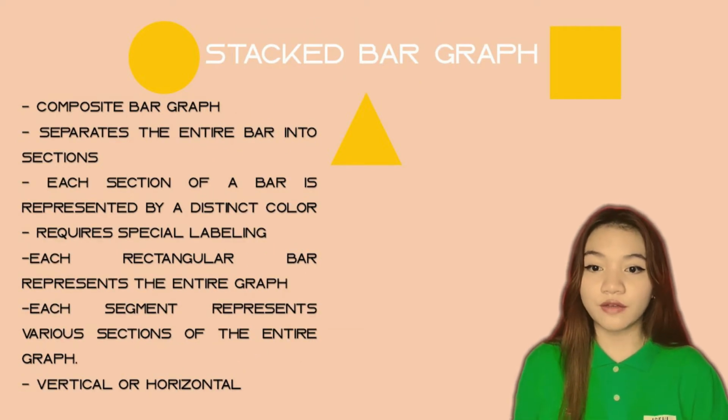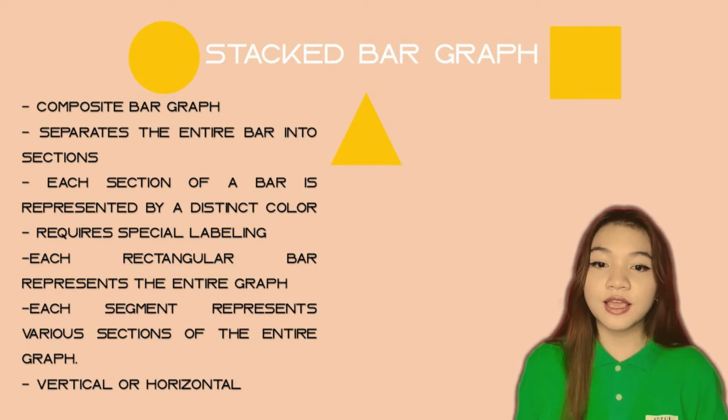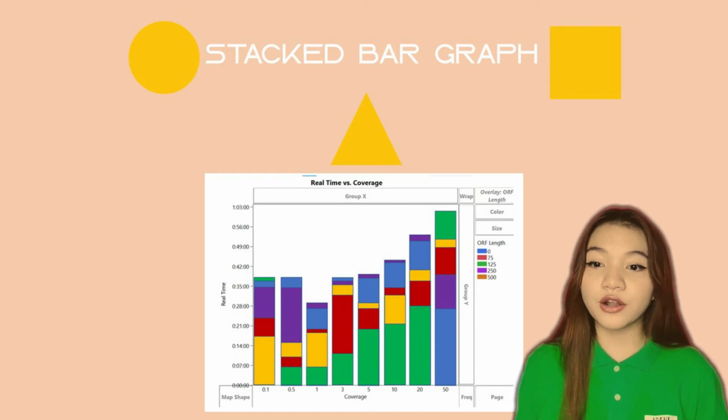The composite bar graph is another name for the stock bar graph. It separates the entire bar into sections. In this case, each section of a bar is represented by a distinct color to make it easier to distinguish between the many categories. To indicate the various sections of the bar, special labeling is required. Thus, in a stock bar graph, each rectangular bar represents the entire graph, and each segment within the rectangular bar represents various sections of the entire graph. It may be shown either vertically or horizontally.